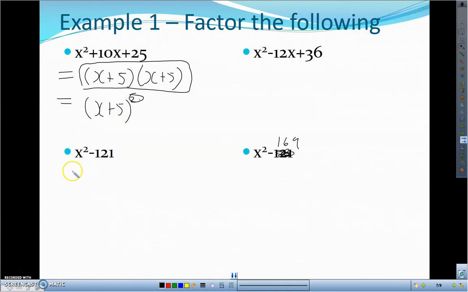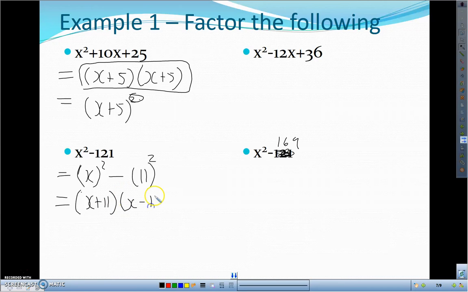This one below is a difference of squares. The way I'd write this is bracket x squared, and 121 is 11 squared. And so it emphasizes that this is going to be x plus 11 and x minus 11 multiplied together. X plus 11 times x minus 11. And you could also write it the other way, which is x minus 11 times x plus 11.